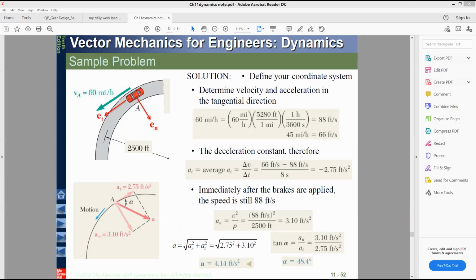So at an angle alpha equal to 48.5 degrees, your acceleration will act on this motor vehicle. Does anyone have any question up to this? Regarding this problem, anyone have any confusion or any question?